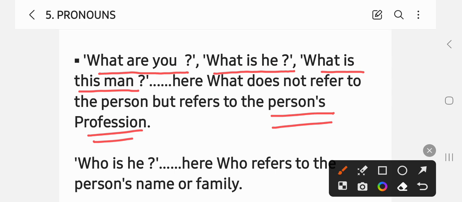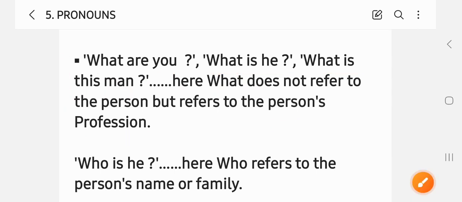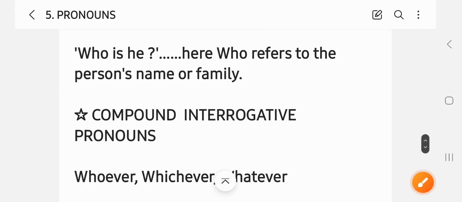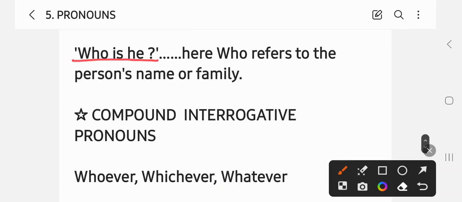When we ask these kinds of questions, what are you? What is he? What is this man? It doesn't refer to the person. It refers to the person's profession. When we ask the question, who is he? Here we directly refer to the person's name or family.